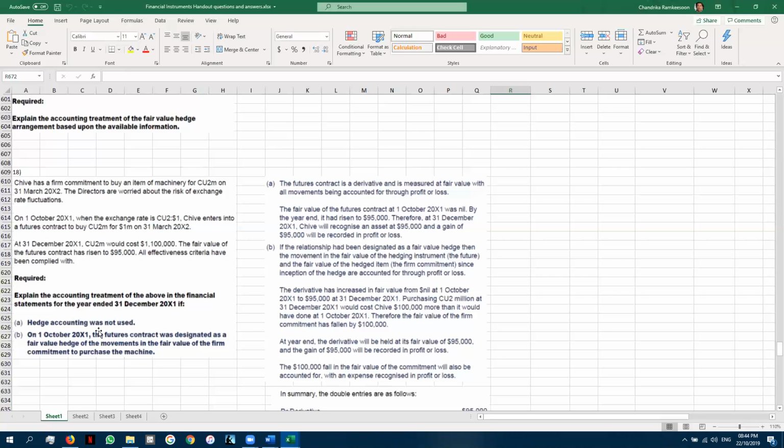But when we are doing our calculations here, and the examiner tells you it has risen by 95, what we normally assume at the start is that it literally had a nil value. So the 95 was literally a rise from 0 to 95 then. By the year end, it had risen to 95. Therefore, at 31st December, remember we have to use fair value accounting, Clive will recognize an asset at 95 and a gain at 95 recorded in P&L. You know, debit the asset, the futures investment, and credit P&L.